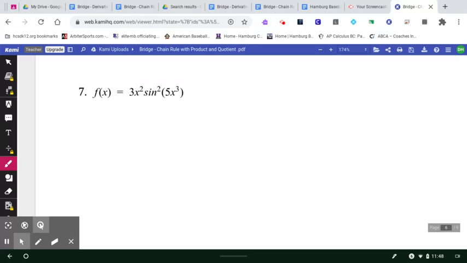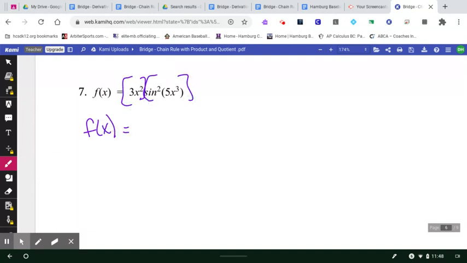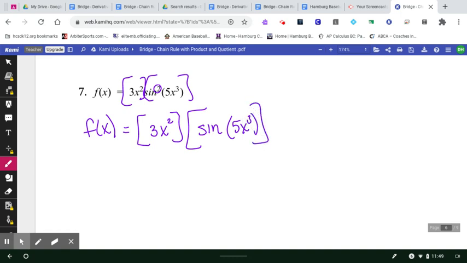So the first thing I want to do in this problem is rewrite this function. So notice I have 3x squared times this function here. So my first term is 3x squared. My second term, though, notice the squared on this stinker. So I'm going to rewrite this as the sine of 5x cubed, but then all of that sine function has to get squared.